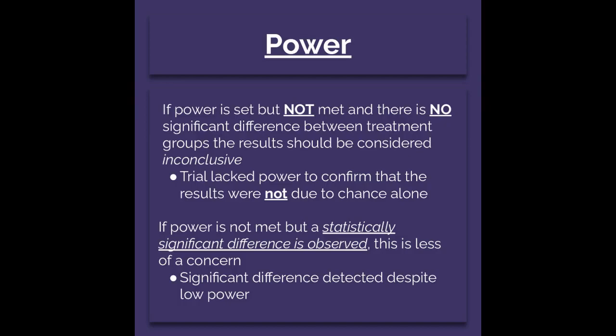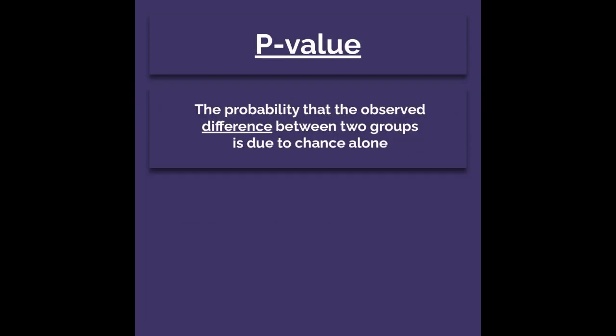If power is not met, but a statistically significant difference is observed, this is less of a concern, because a significant difference was detected despite having low power, and for this reason we can rely on said results to a greater extent. P-value is the probability that the observed difference between two groups is due to chance alone.